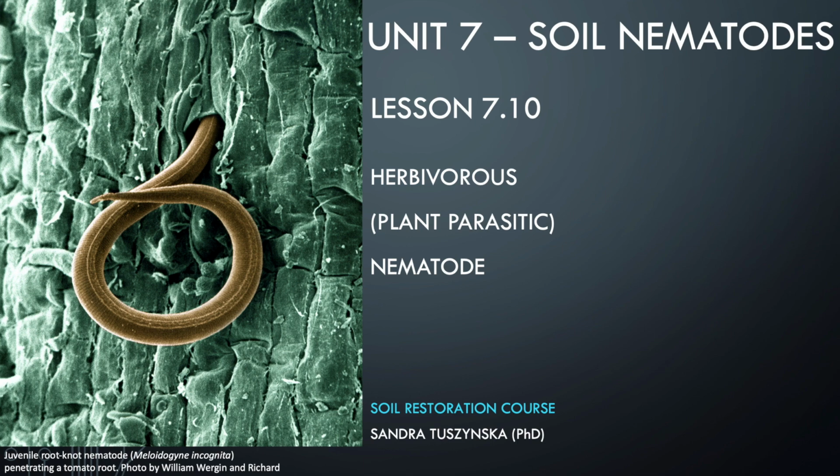Okay, so we have come to the end of lesson 7.9, and in our next lesson we will look at the herbivorous nematodes, often also classified as plant parasitic nematodes. So these are nematodes that feed on plants, particularly the roots of plants. In the image on the left, we have the juvenile root knot nematode, Meloidogyne incognita, penetrating a tomato root.